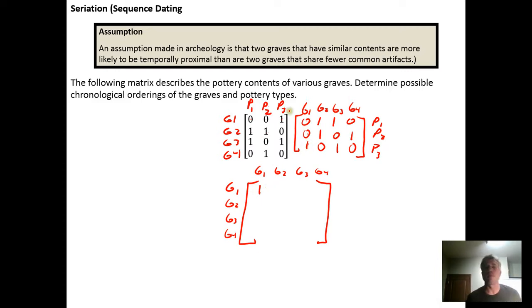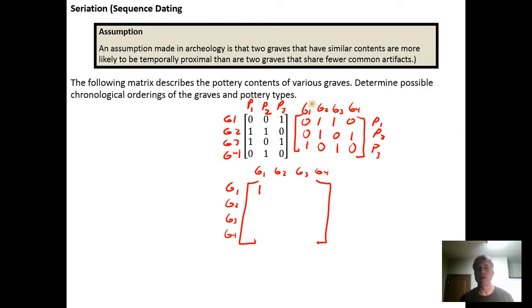There was one type of pottery found in grave 1. Now we do the row 2, column 2 position. This is going to give us information about the relationship between grave 1 and grave 2, and in particular, it's going to tell us how many common pottery types were found between those two graves.